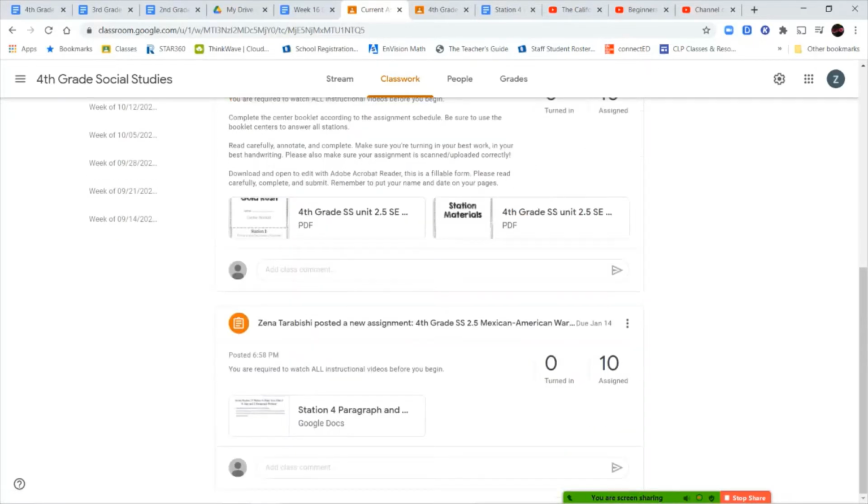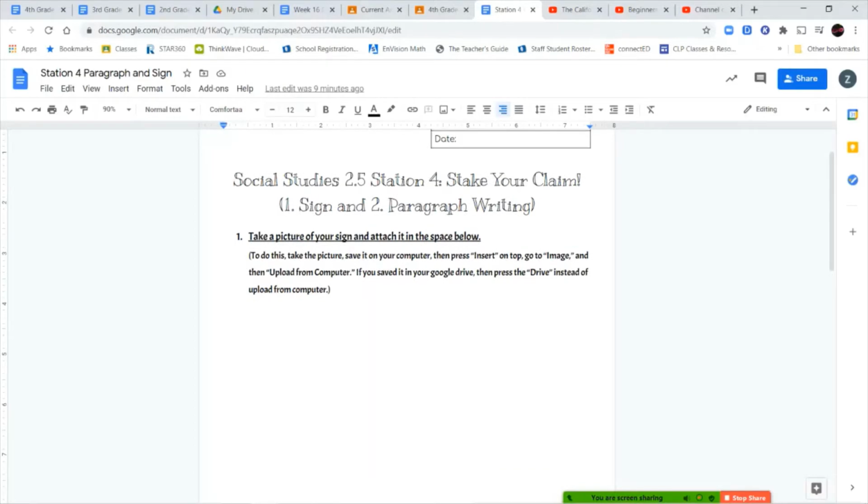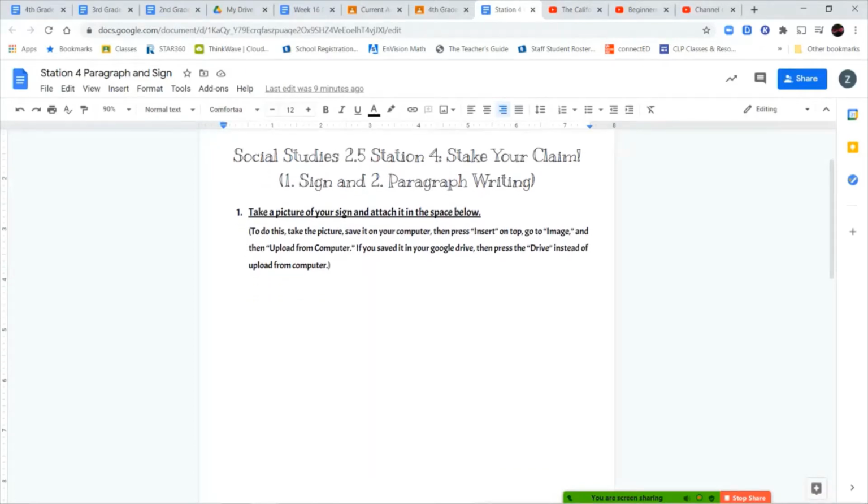And then down here, we have another item, and that's going to be for Station 4. You have to write a paragraph and create a sign for the place that you claimed as your territory. So this is what that's going to look like. You're going to have room for your full name and date. You're going to take a picture of the sign that you made and paste it in right here. I did put directions on how to get your picture pasted in right here.